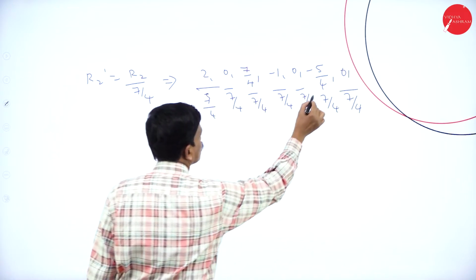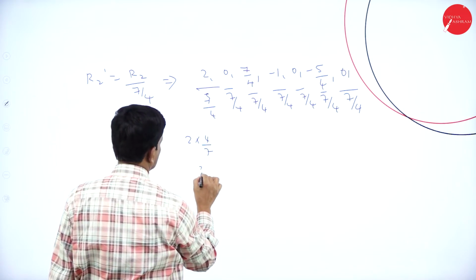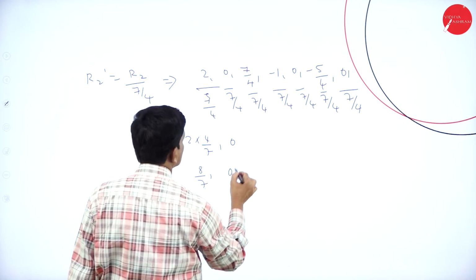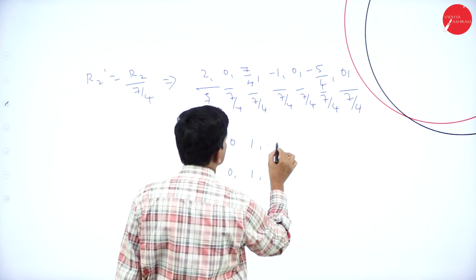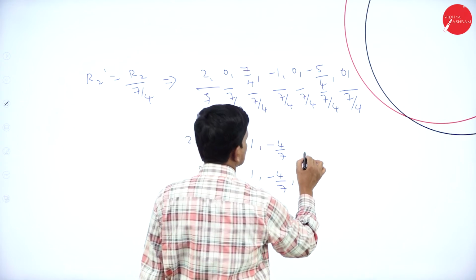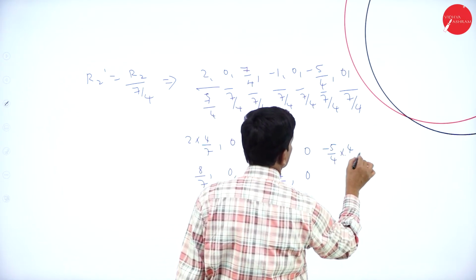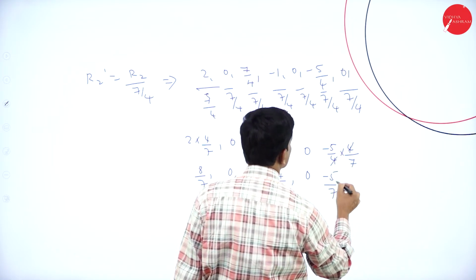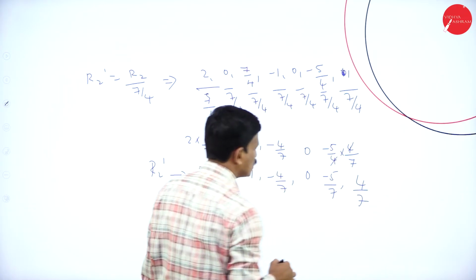Now what is this equal to? This is 2 into 4 by 7, 8 by 7. This is 0. This is 1. Again minus 4 by 7. Then this is 0. Again minus 5 by 4 into 4 by 7, 4 and 4 get cancelled. We will get minus 5 by 7. 1 divided by 7 by 4 is 4 by 7.